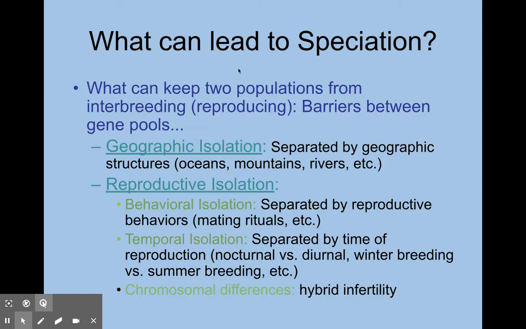So what can cause speciation? There are possible ways that this happens. One is called geographic isolation, where a species now becomes separated by either mountains, oceans, rivers, lakes, any sort of geographical situation that forces these species into different areas. So these are all barriers between gene pools. So gene pools is just what's being passed on to the next generation.